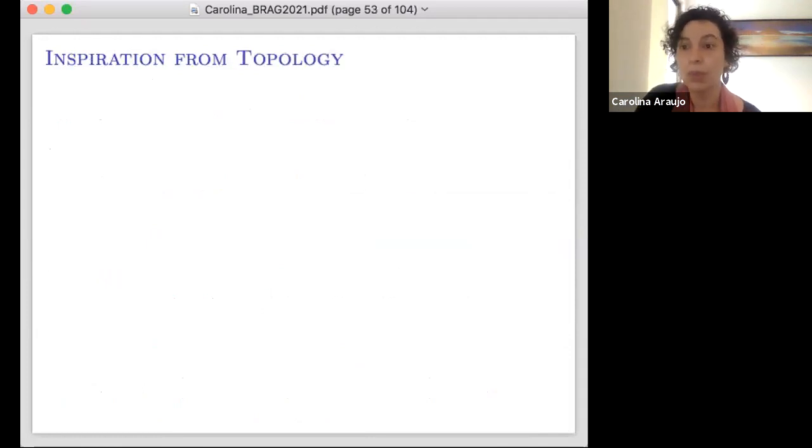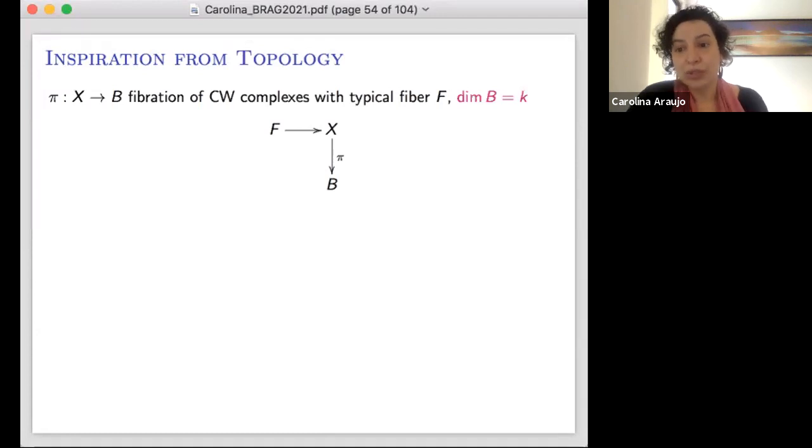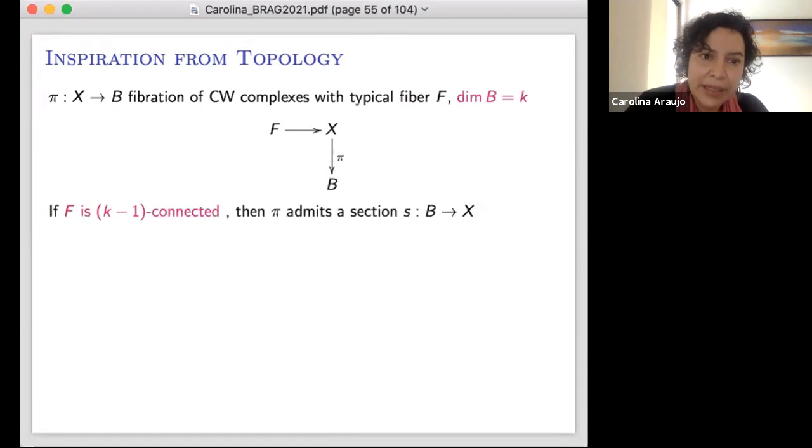inspiration from topology. So let's consider the same problem, but instead of considering it in algebraic geometry, I want to consider it in topology. So what is the analogous problem in topology? Well, this could be a translation. Suppose that you have a fibration of CW complexes with typical fiber F over a base B of dimension K. Then, if this typical fiber F is K minus 1 connected, then pi admits a continuous section.